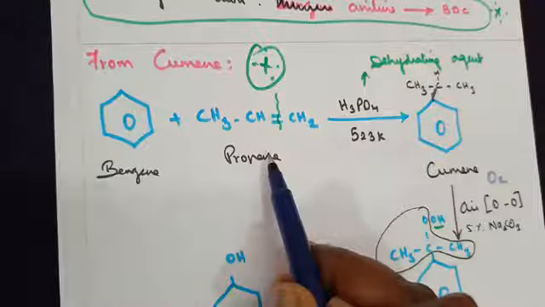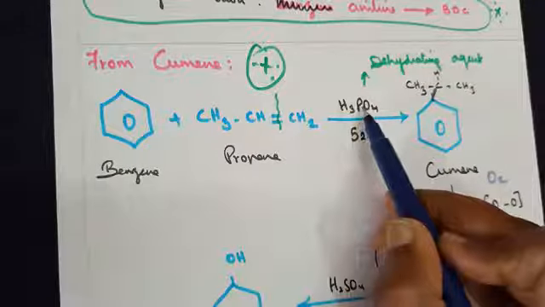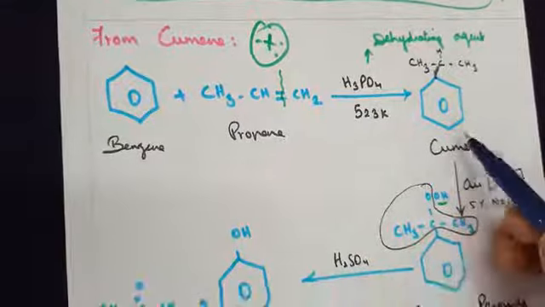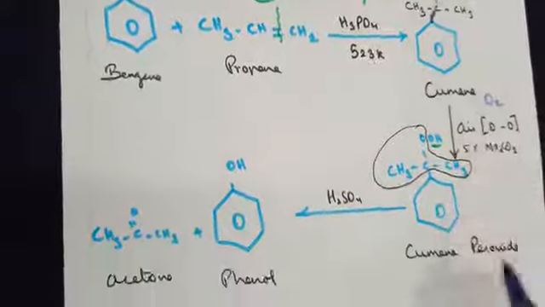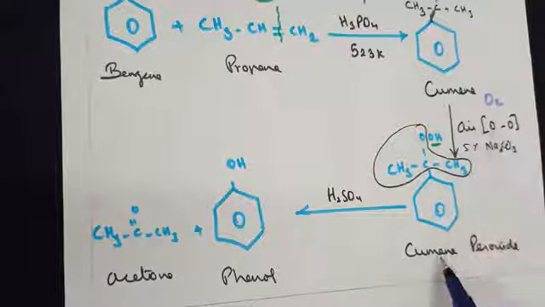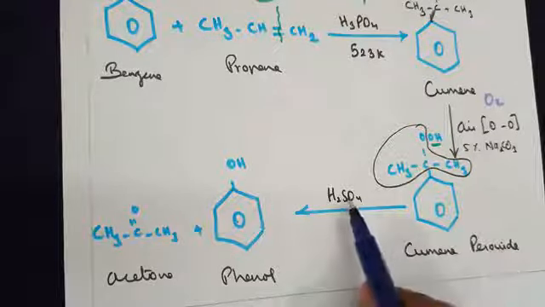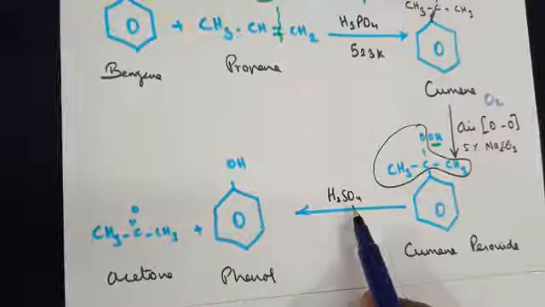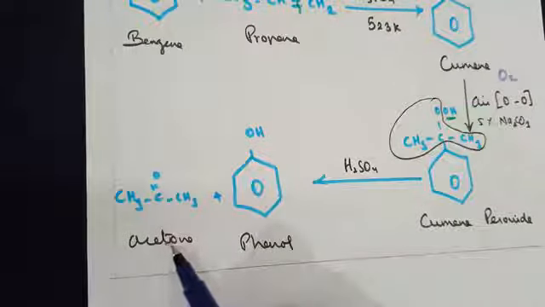Benzene you treat with propene. In the presence of phosphoric acid, you get cumene. Cumene, when you treat with oxygen, not with water, you get cumene peroxide. Cumene peroxide, when you treat with H2SO4, you get acetone plus phenol.